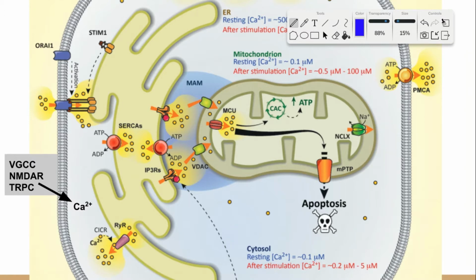The most commonly studied SOC is formed from the interaction between the plasma membrane-bound ORAI1 channel and the ER-bound STIM1.